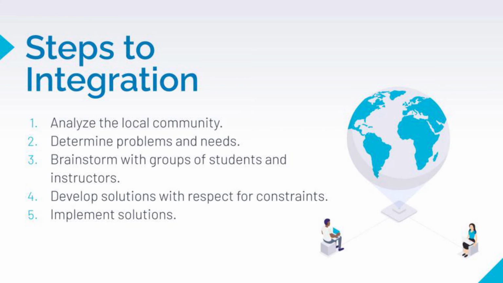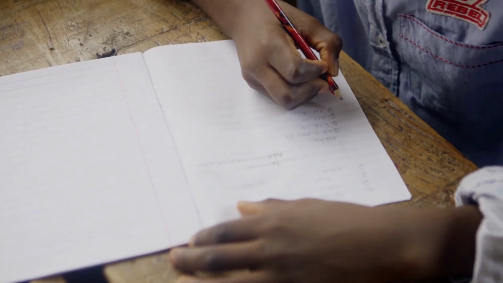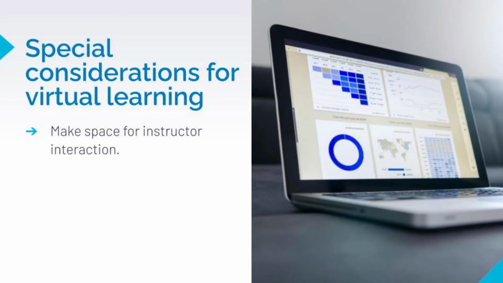Once the integration plans have been developed, they can be implemented. The implementation process might not always be smooth, so adaptability is just as important here as it is anywhere else in the process. When it comes to integrating in the virtual or hybrid learning environment, there are a few special considerations that need to be taken into account.